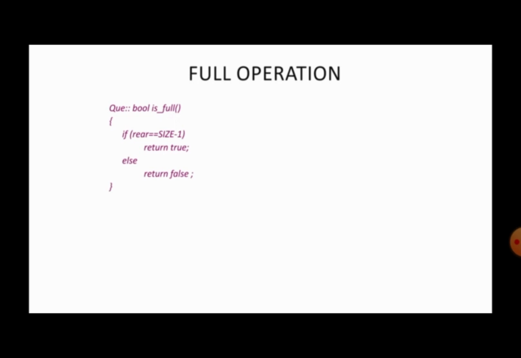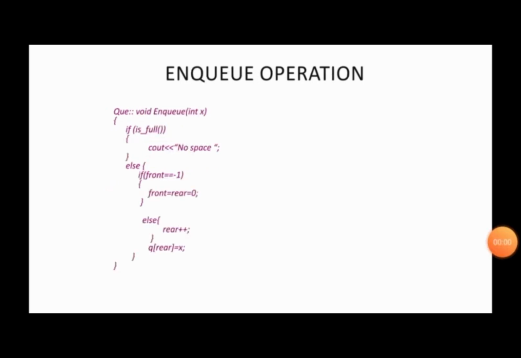Same, we are checking if rear is equal to size minus 1. If rear reaches the size minus 1 index, that means the queue is full. So, if rear is equal to size minus 1, return true. That means it has reached the point where the queue becomes full. And if this condition is false, then definitely there is space in the queue and we return false.